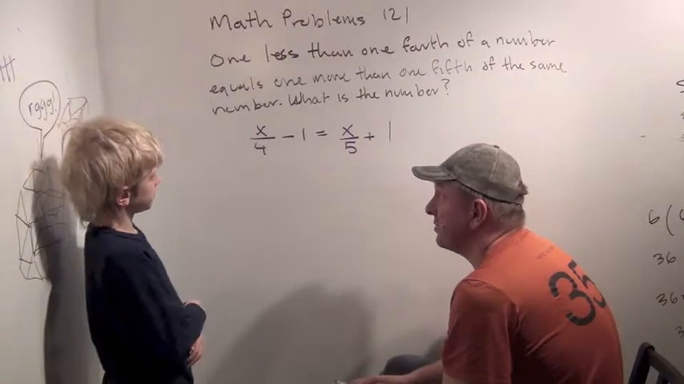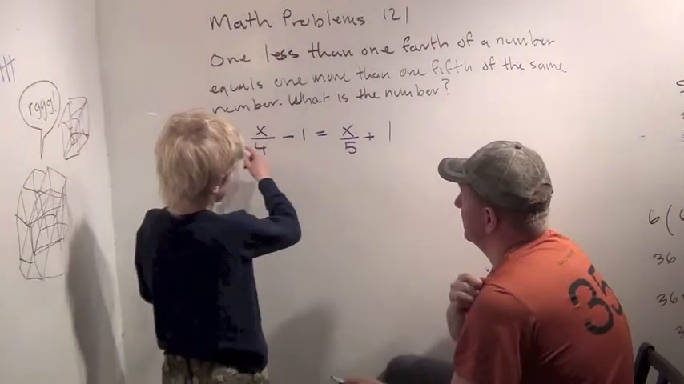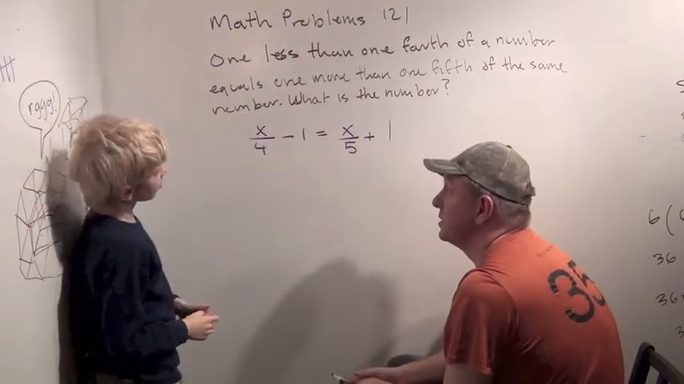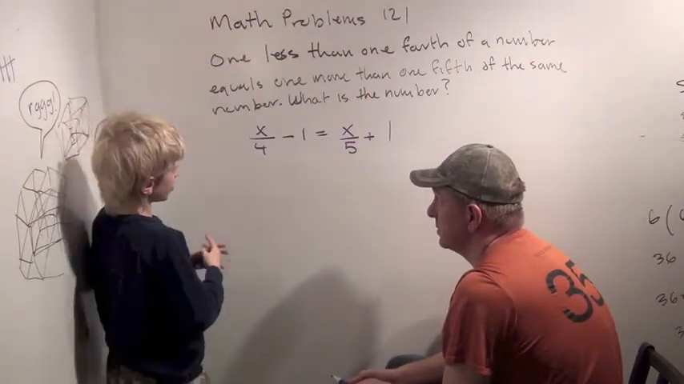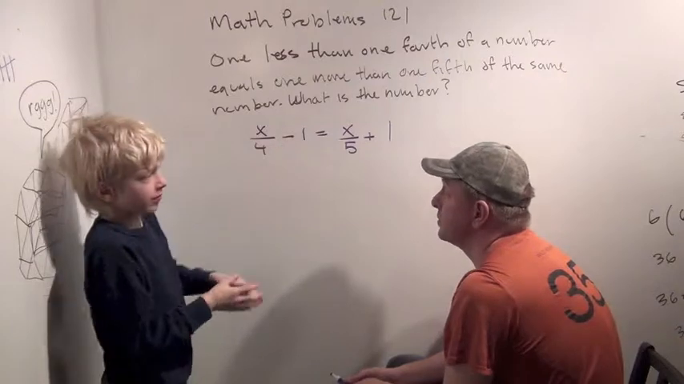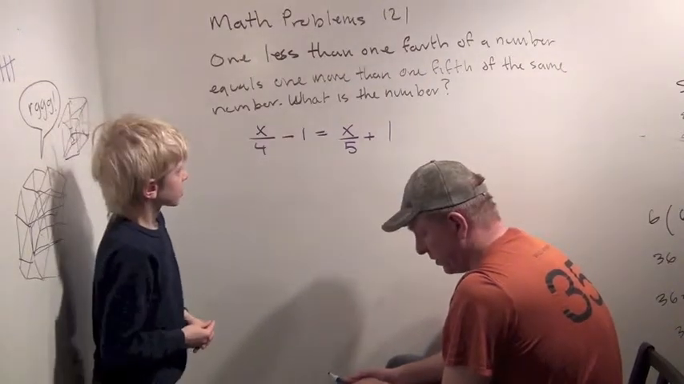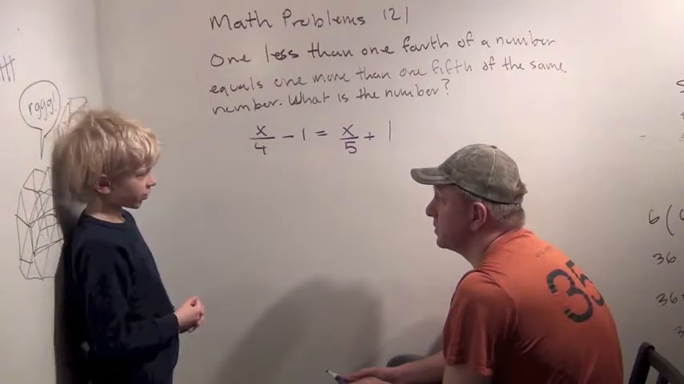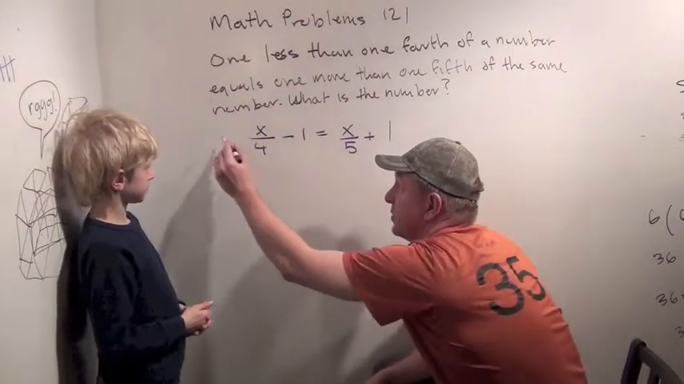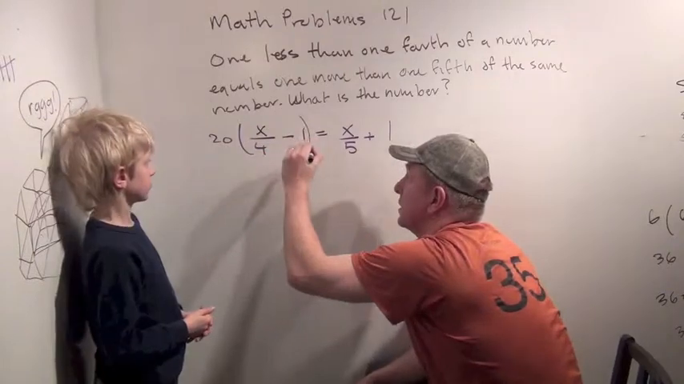All right, how do you want to solve this equation? Well, there's some fractions in here. So maybe we can multiply by the least common multiple to get rid of both of them. Okay. So what do you want to multiply by? Well, let's multiply by 20. Okay. So we're going to multiply both sides of the equation by 20.